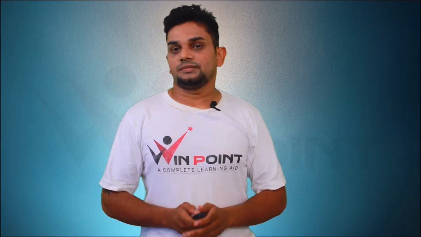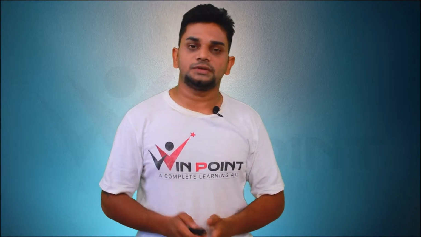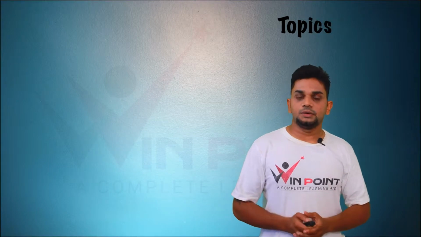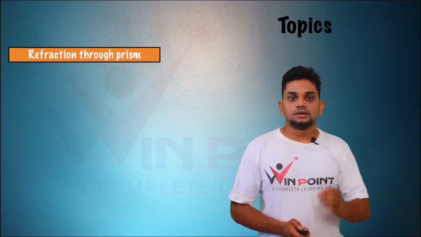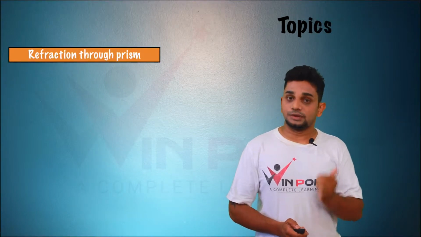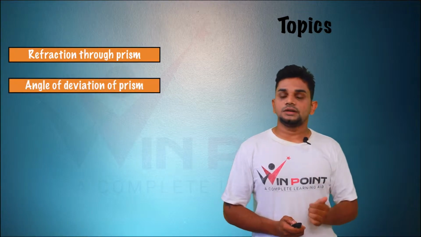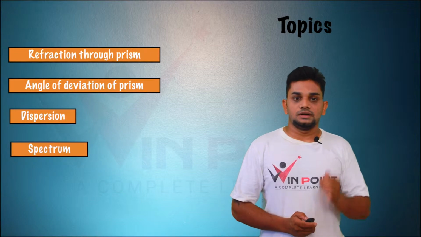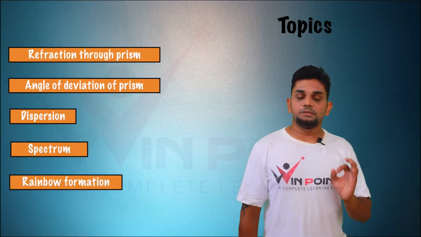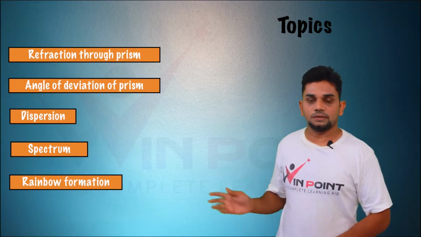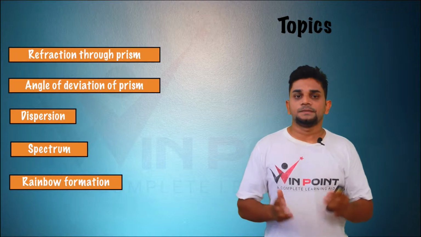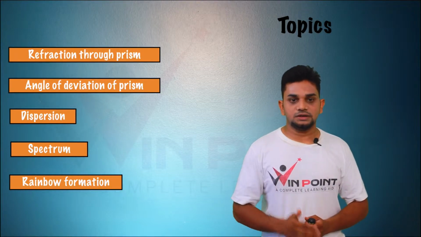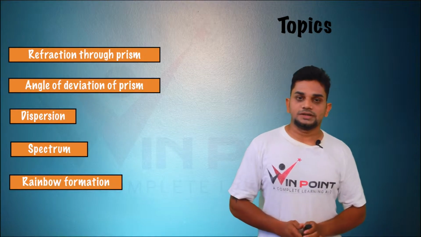Hi everyone. In this session we are going to discuss some of the topics from the chapter Human Eye and Colorful World. The topics which we are going to cover in this session are refraction through prism, angle of deviation of prism, dispersion, spectrum, and rainbow formation.